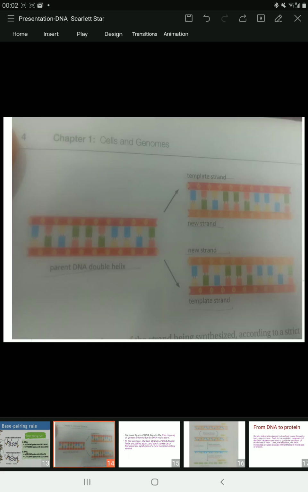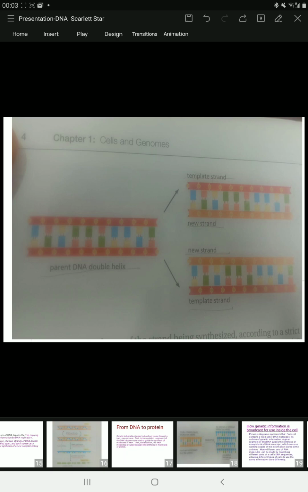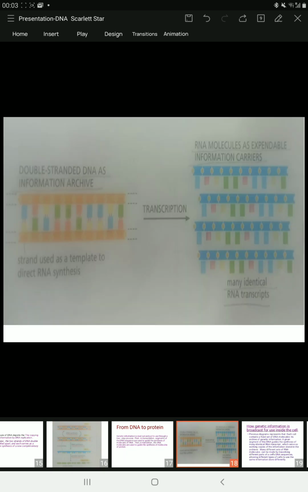And this is the parental DNA double helix, and this is the template strand, and it is the new strand. And this is the template strand. Template strand was from here. That was the parental DNA double helix.